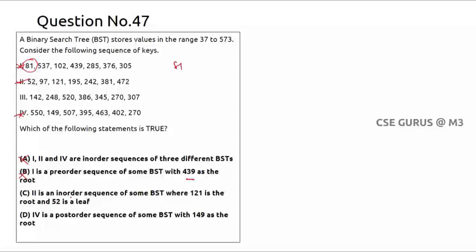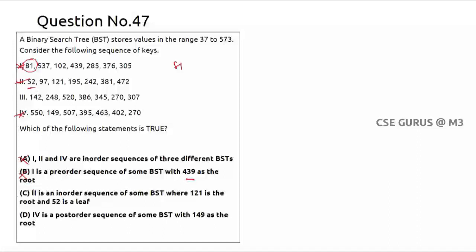Option C. 2 is an in-order sequence of some binary search tree where 121 is the root and 52 is a leaf. Here if you observe 2, increasing order, in-order sequence, fine. I can say 121 might be the root node, you can have that, and 52 a leaf, which is the smallest element, yes, you can have that.